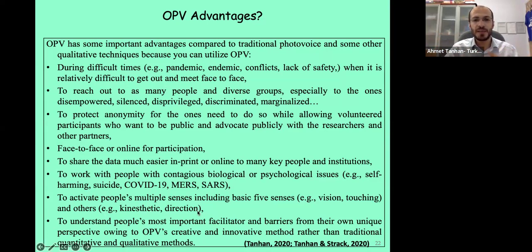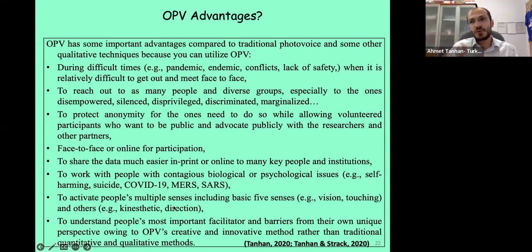So you can see the OPV advantages are very clear. It activates people's multiple senses, including the basic five senses, vision, touching, and others, because you go out and take a photo. It asks about your feelings, your emotions, and your suggestions, etc.